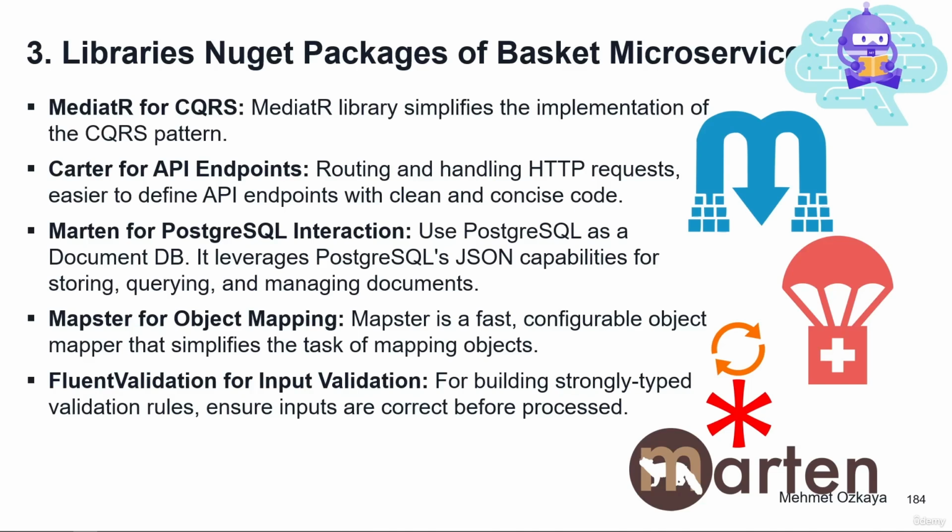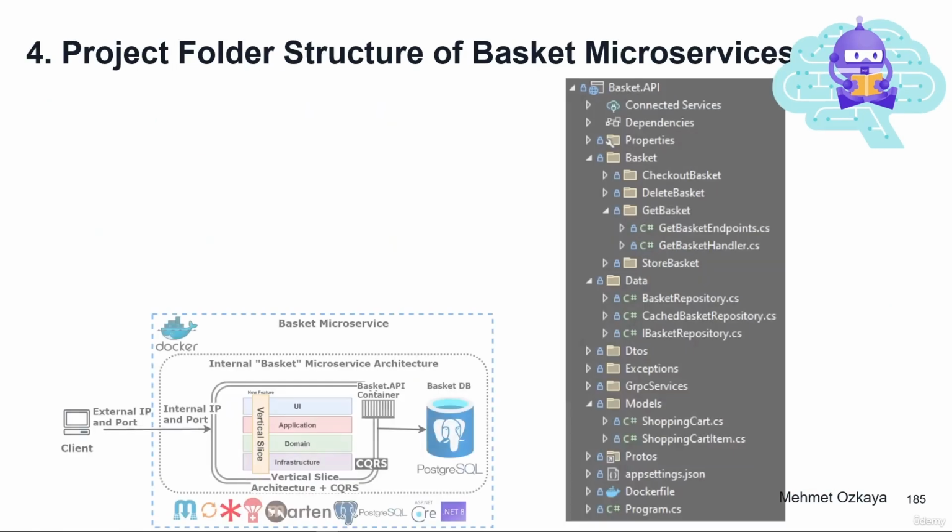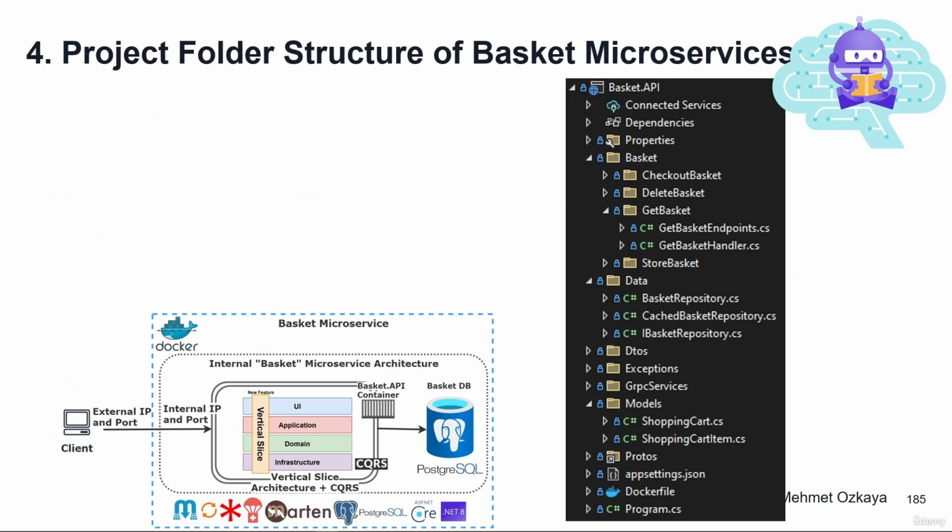After developing this section, we will continue to develop basket microservices with new patterns, principles and libraries. You can see that we will use the Scrutor library to implement the decorator pattern, gRPC for inter-service communication, Redis for developing distributed cache, and the MassTransit library for RabbitMQ operations. So now let's see the project folder structure of the basket microservices.